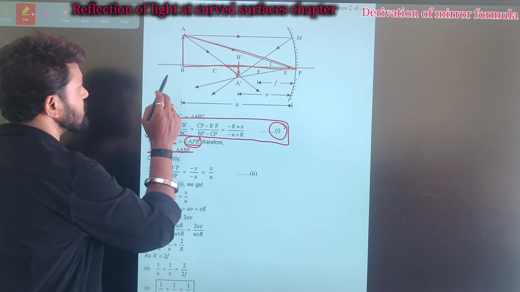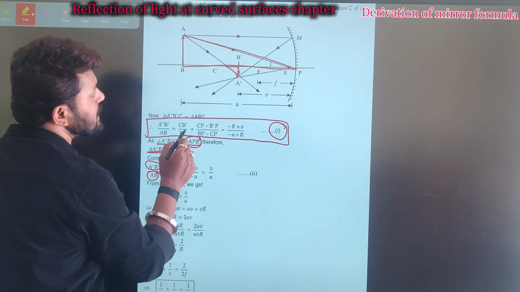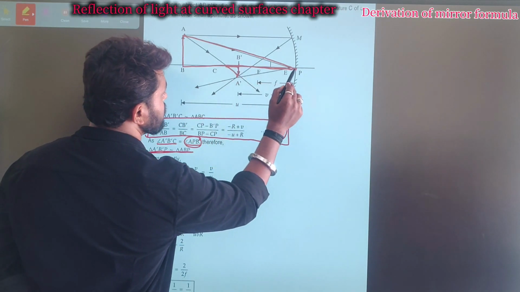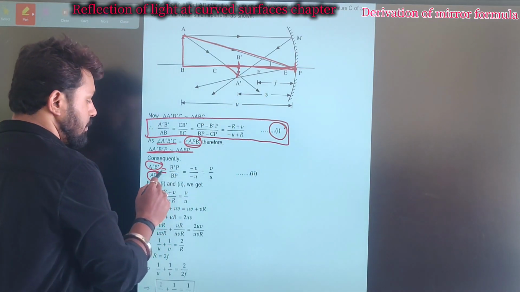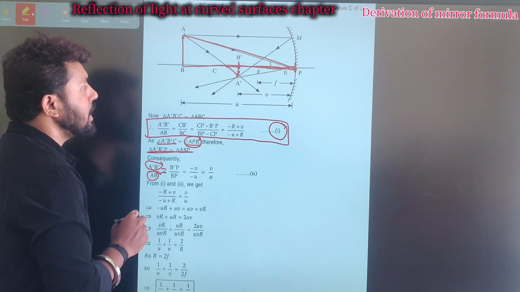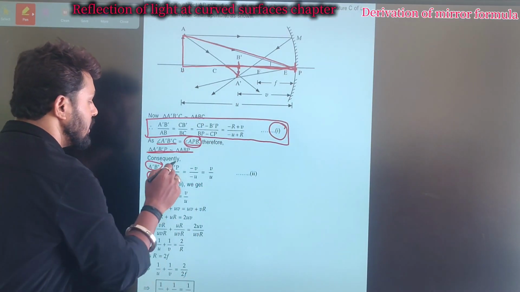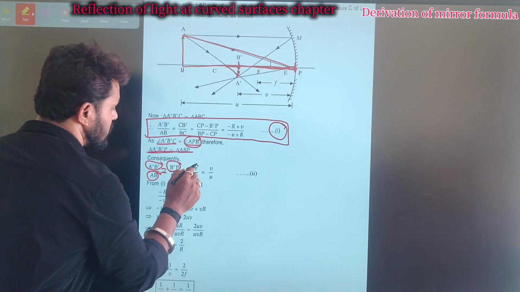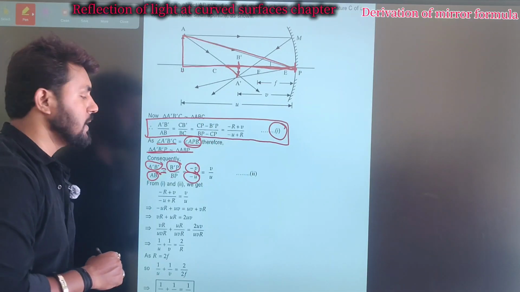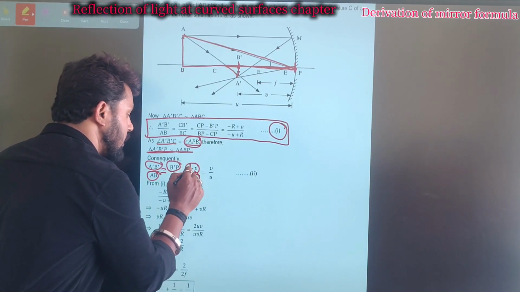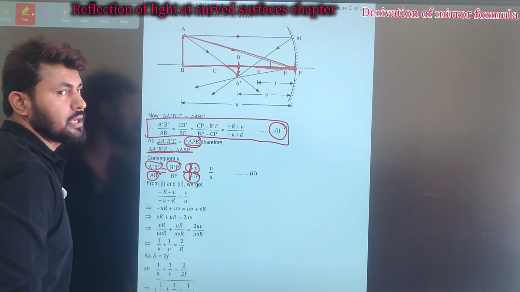What equation? That is A dash B dash by AB is equal to B dash P by BP. This is B dash P that we have from here to here. BP is the longer distance. Again, B dash P is nothing but negative V, and BP is nothing but U. If I cancel this negative sign top and bottom, I will get U by V.